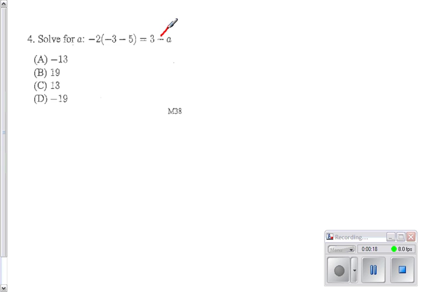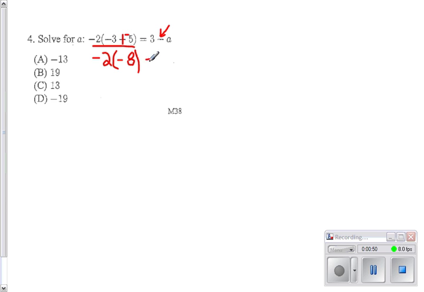Our biggest thing right now is that this A has a negative in front of it, so we'll deal with that at the end. First, let's follow our order of operations. Simplify this side of the equation. We have to do what is in parentheses first. So we have a -3 minus a 5. Now you can change that to plus a negative. So we have a negative plus a negative. So that would be -2 times -8 on this side.